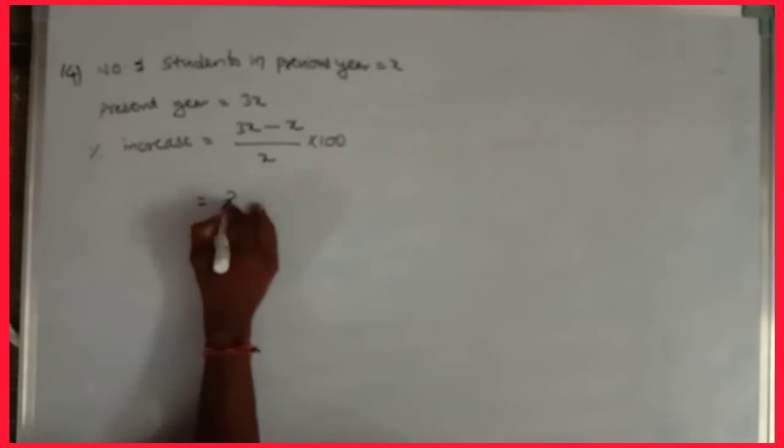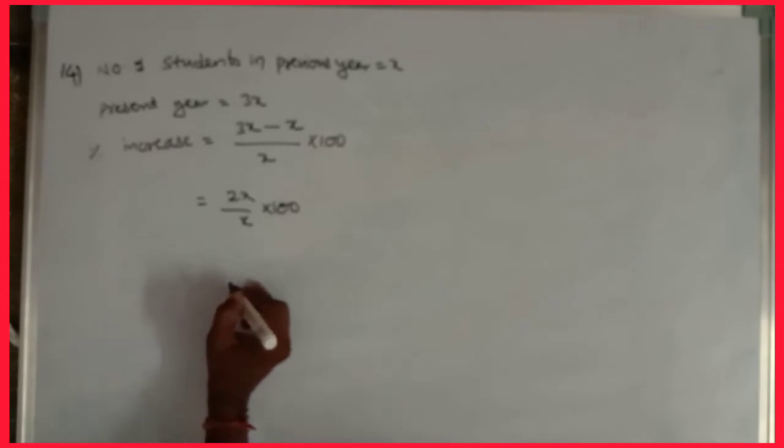So here that's equal to 2x by x into 100. So x cancels, that is 2 into 100, which is 200 percentage. So 200 percentage of children were increased when compared to the past year.